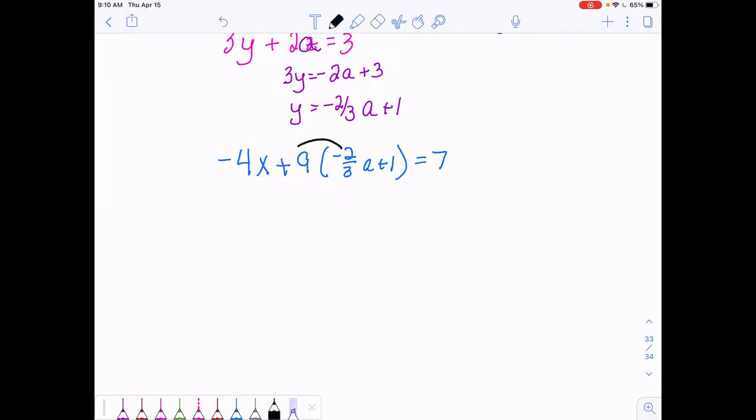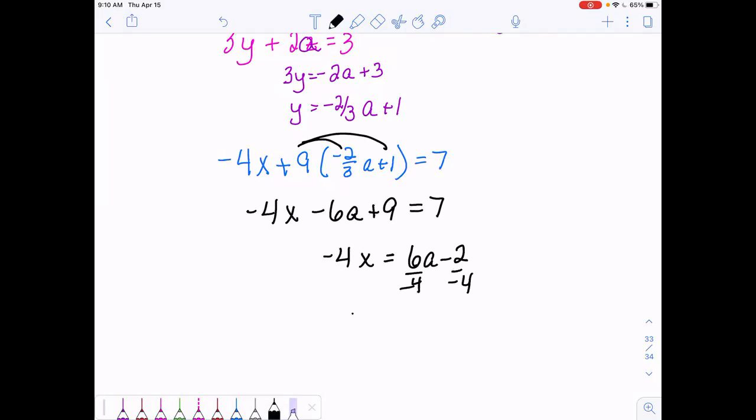When you distribute the 9 through, so we have a negative 4x. And if I distribute 9 to negative 2/3 a, what does that become? Yeah, that works out nicely. And then Hannah, what did you do? Then I moved the -6 to 1. -4x equals 6. Great. And what did you get for x? -3/2 a. Again, you have fractions. It's okay to have fractions.